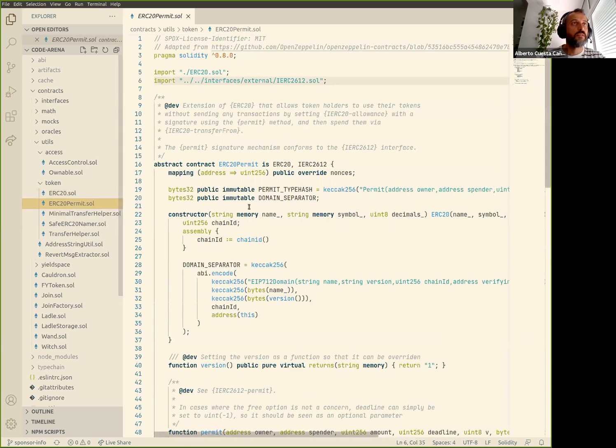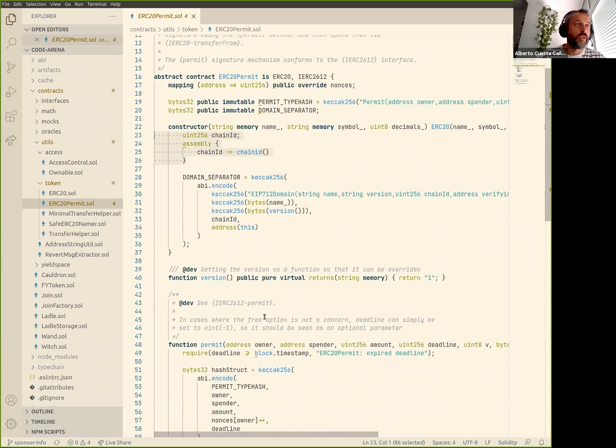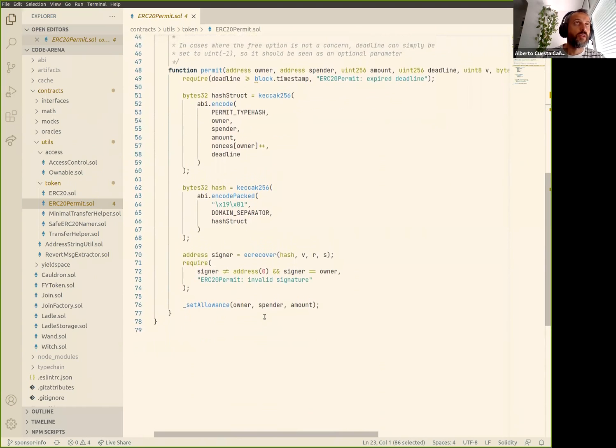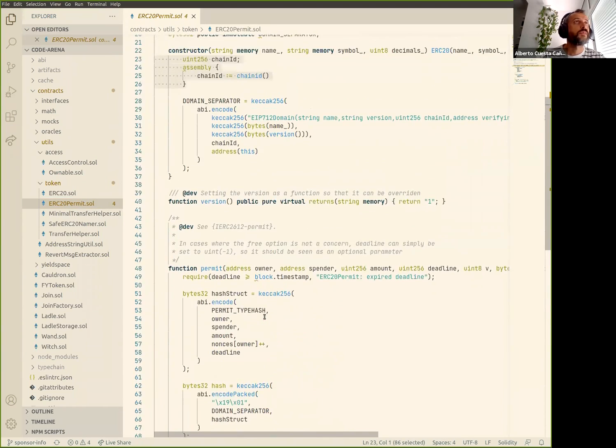ERC20 permit is the very same one that we used in Yield V1, except that now we include a trick that we developed for WETH10, so that it's actually resistant to forks. It's a very strange use case, but we found a way of doing it that had no gas consumption unless there is a fork. So why not? Basically, we only check the chain ID.